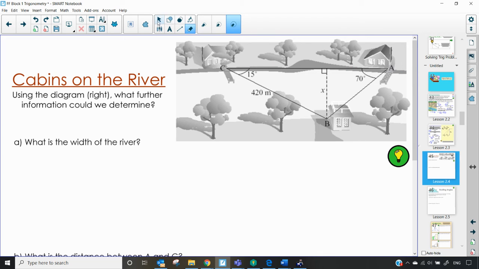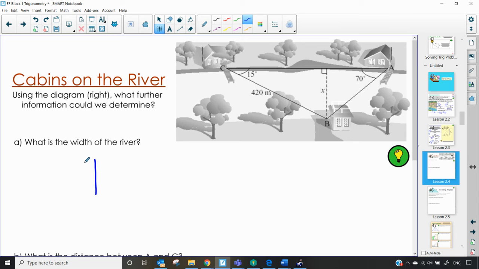Whenever possible, I try to use the measurements that are given to me. Sometimes we can use a calculated measurement or the one given to us. If I have a choice, I'm always going to choose the ones that are given to me because I have less chance of making a mistake. All right. So starting with the first question, we're being asked for the width of the river.